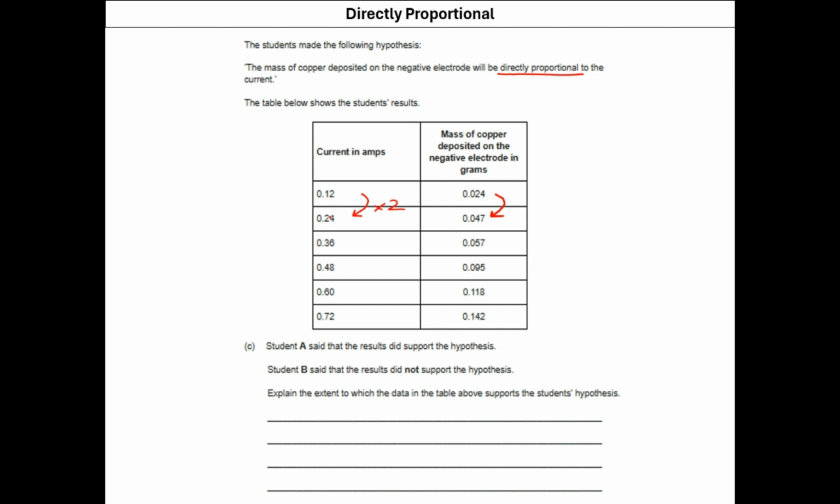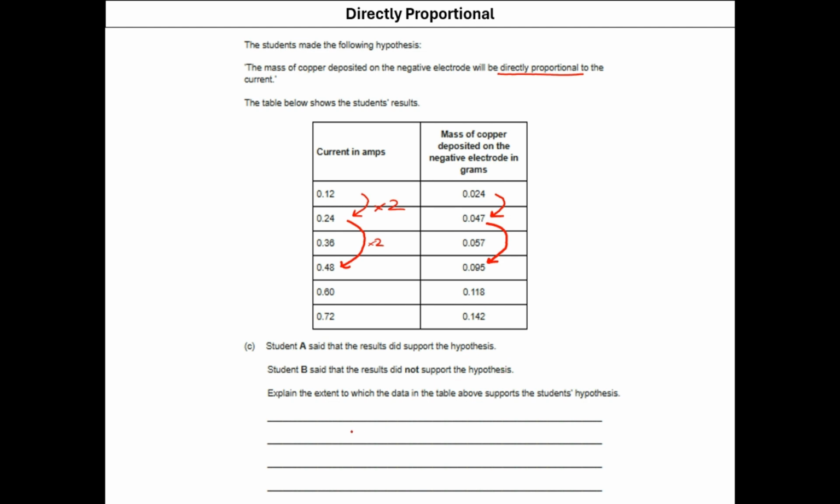Now, if we go again, if we go 0.24, and then that would double by going down those two columns, so that would be times 2. So that means from there to there, it should double. Well, double 0.047 is 0.094. Again, it's very close, but it's not quite double. So technically, student B is correct. It's not directly proportional, but it is very close, which is why student A thinks it does support the hypothesis.